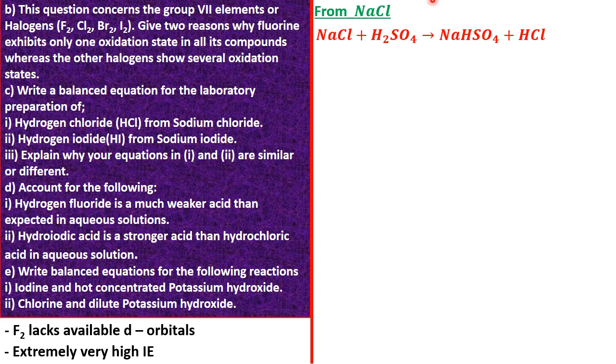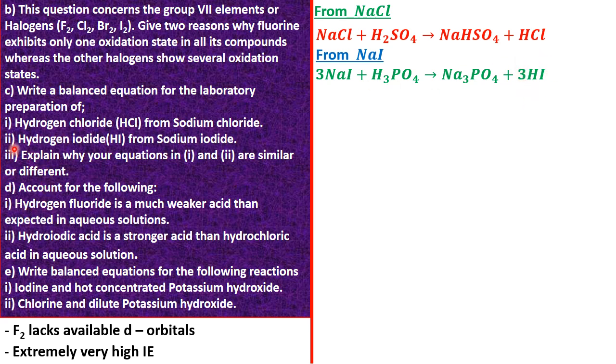So to prepare hydrogen iodide, what we are going to do in this case is simply react this sodium iodide not with H2SO4, but with phosphoric acid. When we do that, we have sodium iodide plus phosphoric acid giving us sodium phosphate plus hydrogen iodide, which is what we want. So we can simply collect this.